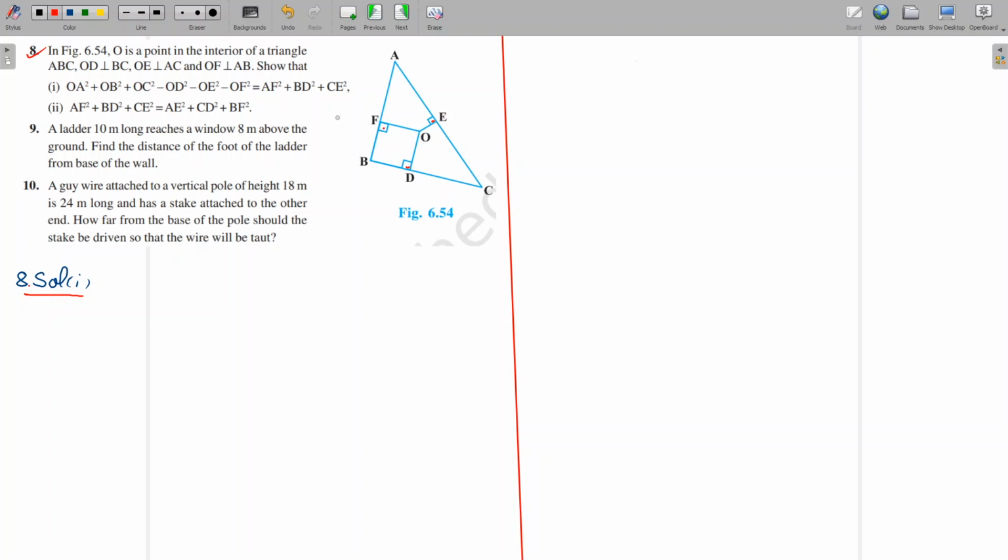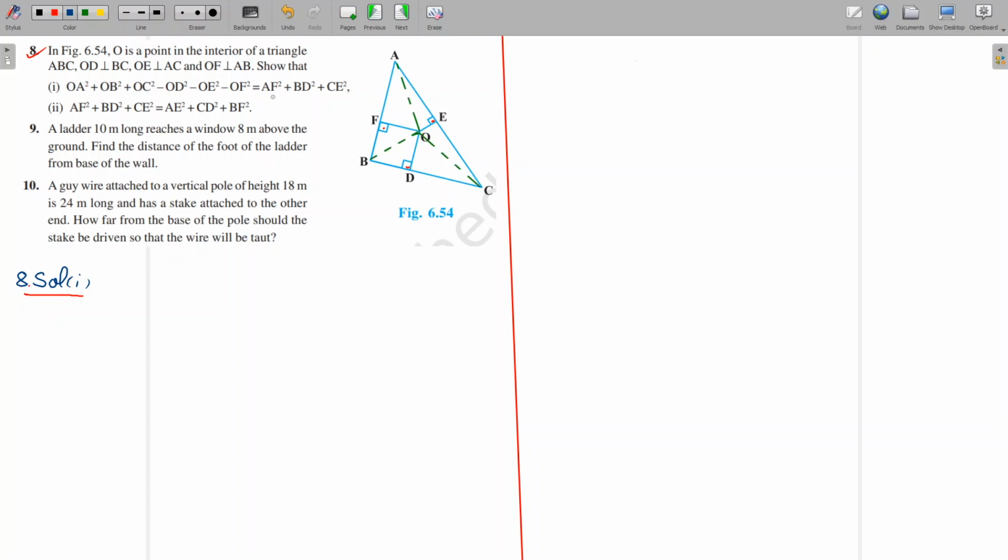So we have to prove the first part: OA square plus OB square plus OC square minus OD square minus OE square minus OF square is equal to AF square plus BD square plus CE square. Since OA square, OB square and OC square are given, we'll have to join O and A, O and B, and O and C. So this will be our construction.